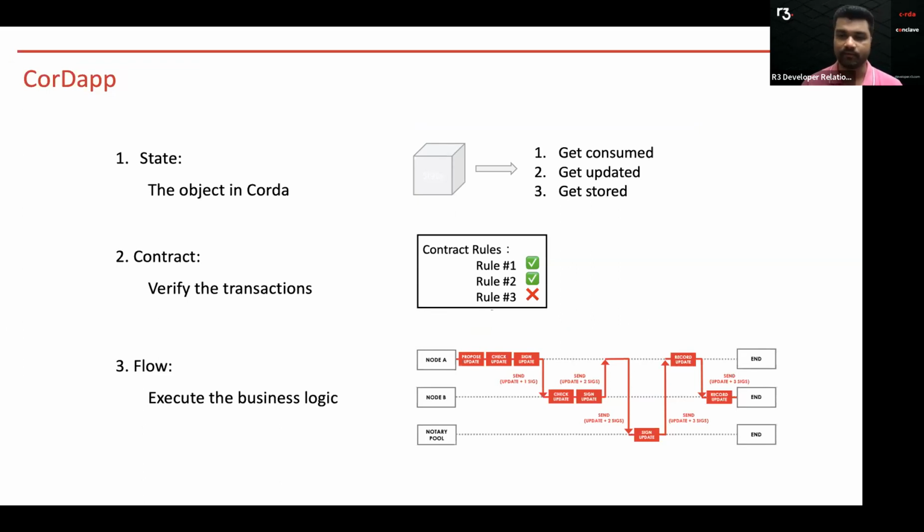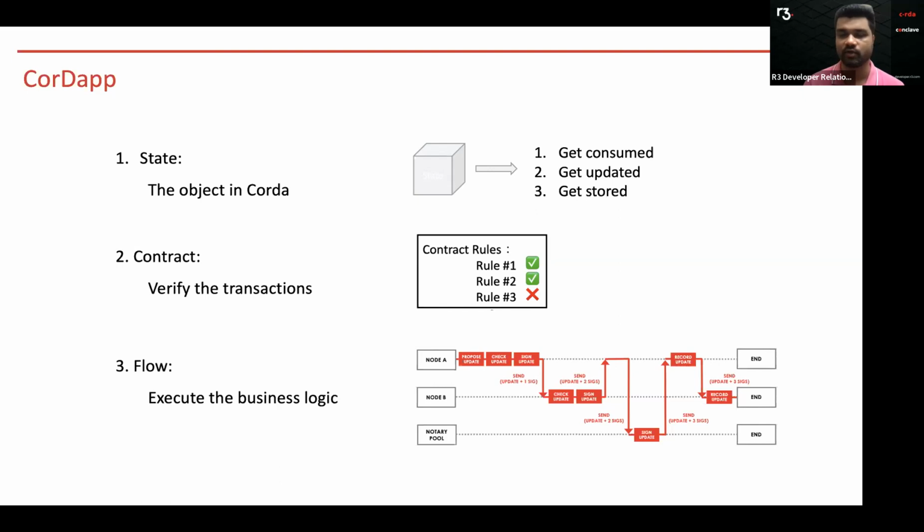Anytime we talk about a developer building on Corda, they're building some sort of application that they would deploy on the Corda platform, right? Any Corda application generally has three components: your states, contracts, and flows. They relate to three different things you would generally have in any application.